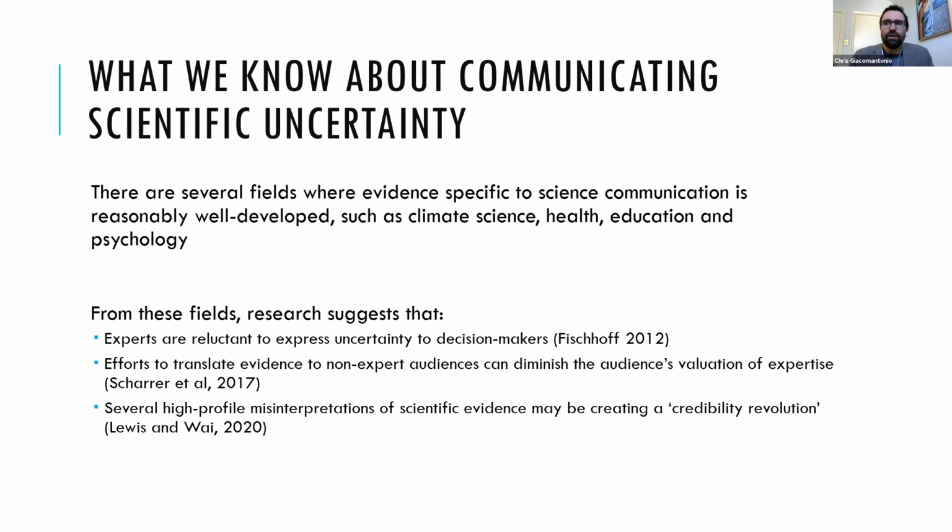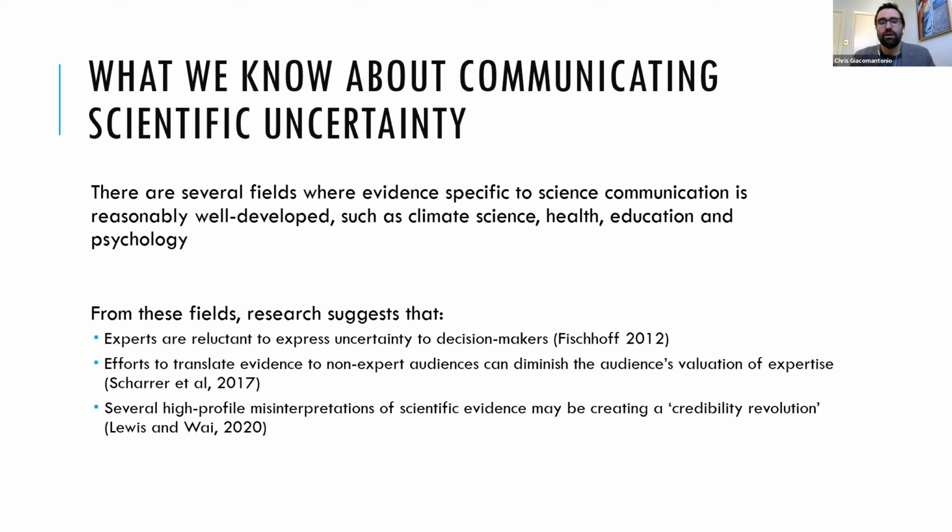So looking at the wider scientific fields where the communication of scientific uncertainty has been given some greater attention, sort of like climate science, health, education, psychology, areas where we've seen some pretty good development here. We know a few things about the expression of scientific uncertainty, and I haven't listed them all here. We're developing a working paper where there's a much greater list, but some of the big ones we thought worth highlighting are, first, that experts are very reluctant to express uncertainty to decision makers because they fear things like it makes them look imprecise or that they lack confidence in their assertions.